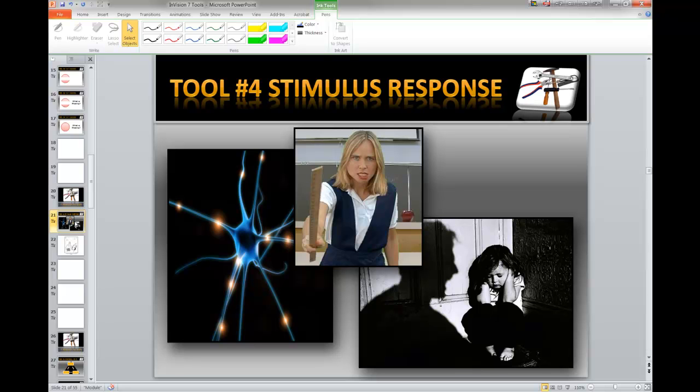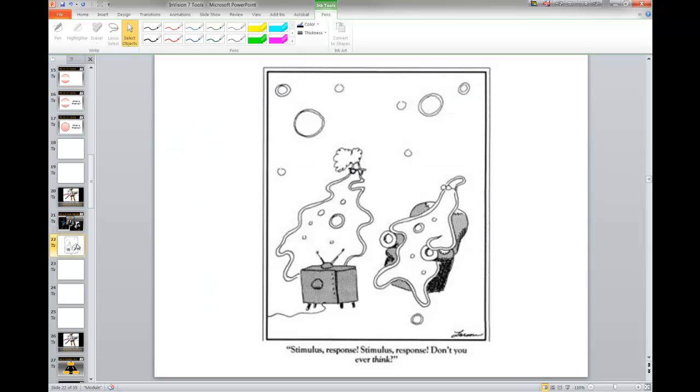So let's talk about some tools and some ways that we can kind of break out of these stimulus response behavior patterns. I'll start with this little cartoon. I love it. There's two amoeba floating around, and it looks like a cell, and the husband amoeba is sitting on the couch and watching TV, and the woman amoeba is arguing. She goes, stimulus response, don't you ever think? Which is, amoeba obviously don't have a thought process. They just simply respond to stimulus.